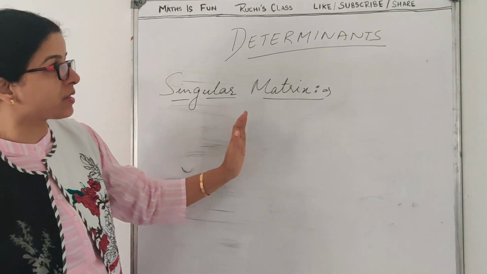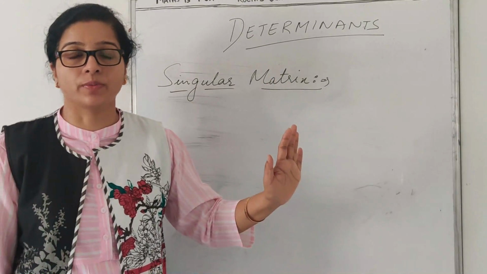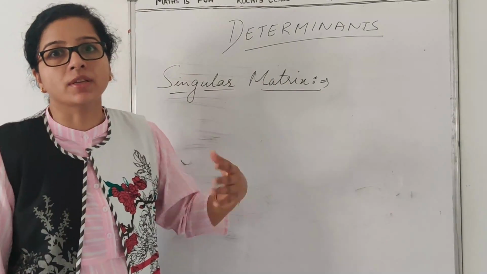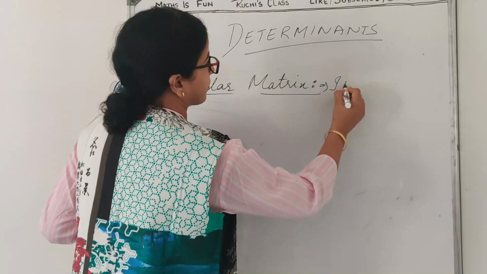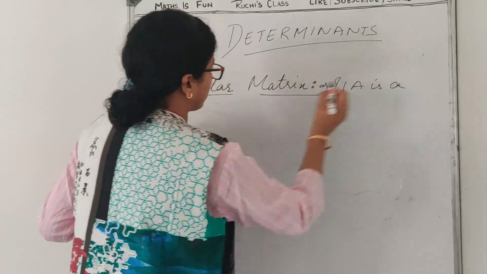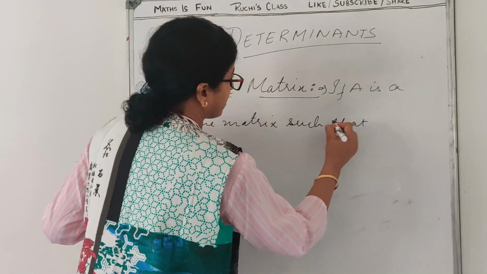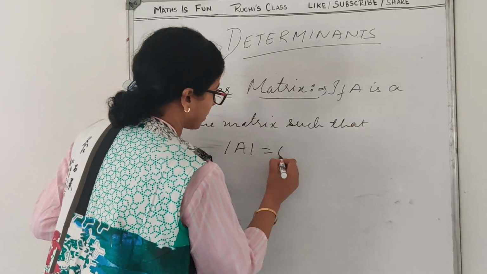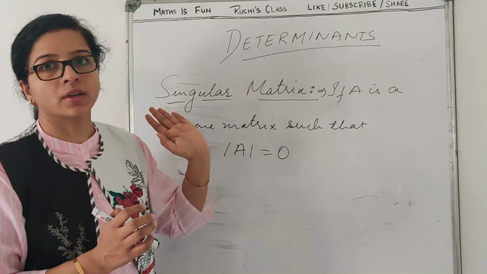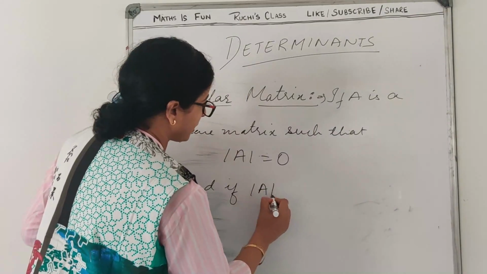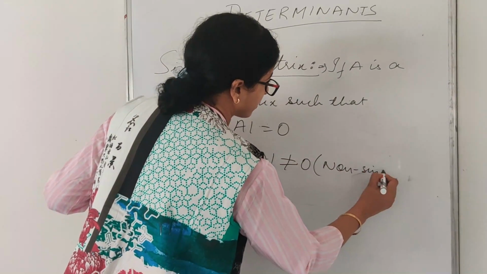A matrix A is a singular matrix if its determinant is 0. Generally, students think that singular means a single element. No, it's not like that. So if A is a square matrix such that determinant A is equal to 0, then it is a singular matrix. And if determinant A is not equal to 0, then it is a non-singular matrix.